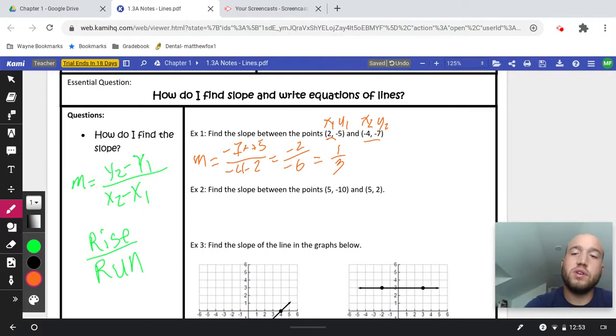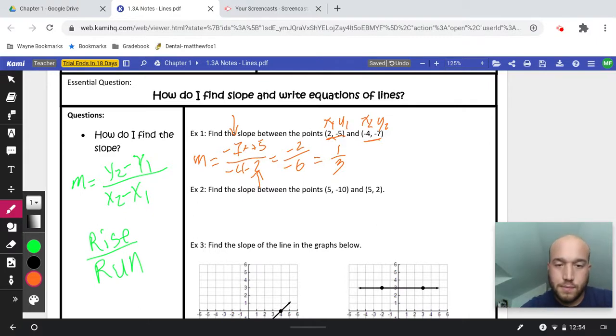Now, if one of you had chosen to have your (2, -5) be your x2 and y2, it won't matter as long as you're consistent. Notice here, this is the one point, and this is the other point. They line up with each other. So the (2, -5) from right here, and then the (-4, -7) from right here. Make sure it lines up and that it's with its partner point.